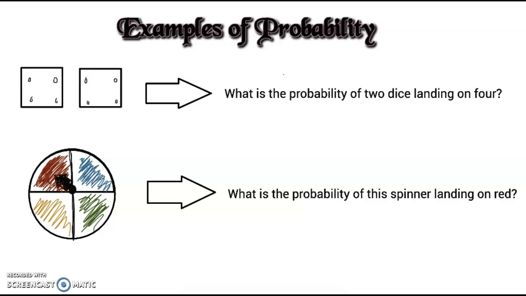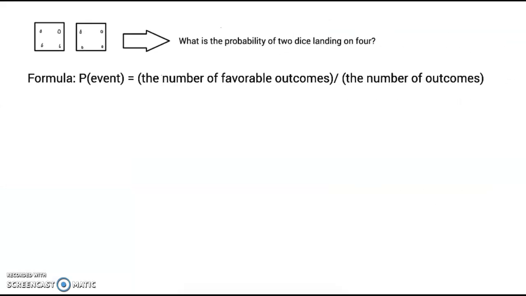In this lesson, we'll cover two examples of probability. One, what is the probability of 2 dice landing on 4? And the second one, what is the probability of a spinner landing on red? Let's get started. Our first problem is, what is the probability of 2 dice landing on 4? How can we solve this problem?